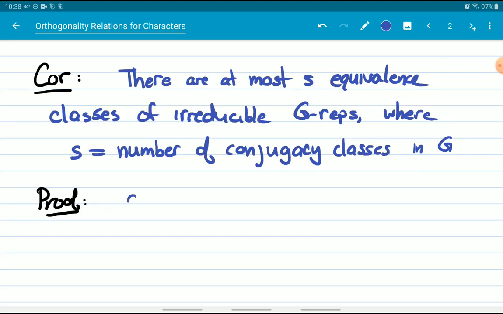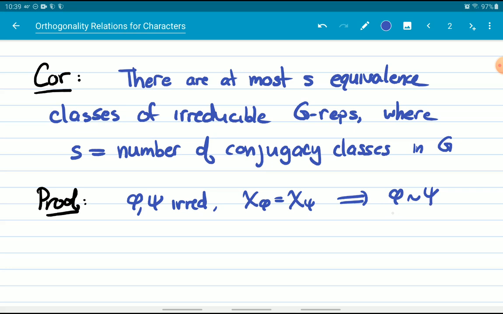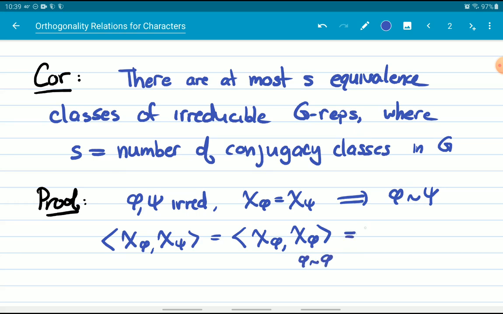So to prove this, first let's notice the following. If I've got two irreducible representations, and if their characters are equal, the theorem implies that the representations had to be equivalent. To check that irreducible representations are equivalent, we just have to compute the inner product of their characters. Oh, but hey, they're equal, so I could replace one of them with the other. So I'm actually taking the inner product of a character with itself. But of course, anything is equivalent to itself, and it's irreducible, so the theorem says that that's equal to 1. Therefore, we get to conclude that they're equivalent.